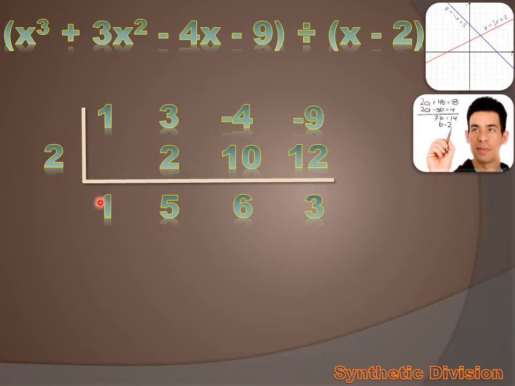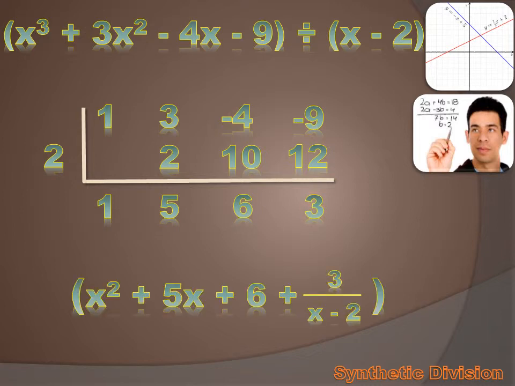And the coefficient of that x squared is going to be this 1. My next power is going to be just x to the first power, and the coefficient will be 5. My constant number will be 6, and my remainder will be 3. So it'll look like this: 1x squared plus 5x plus 6 plus 3 over x minus 2.